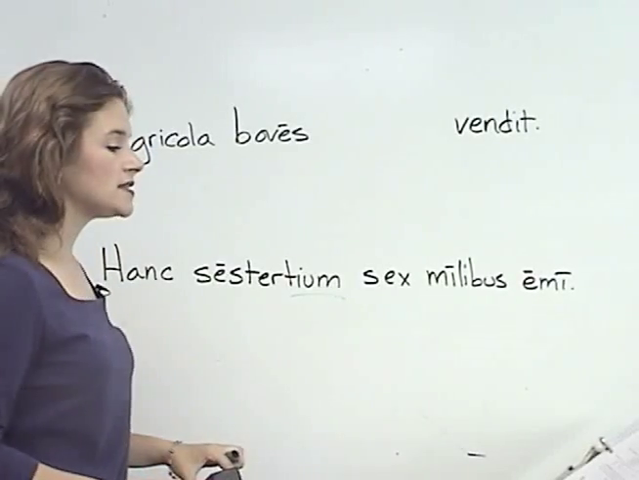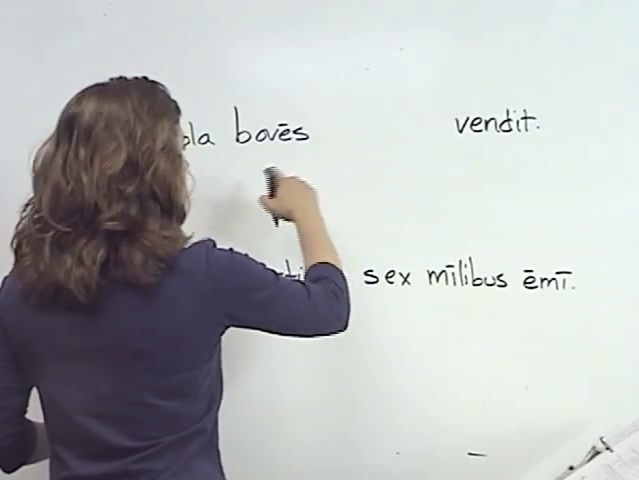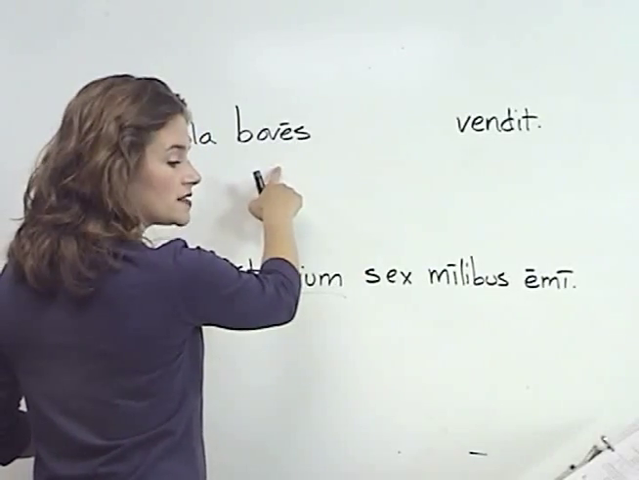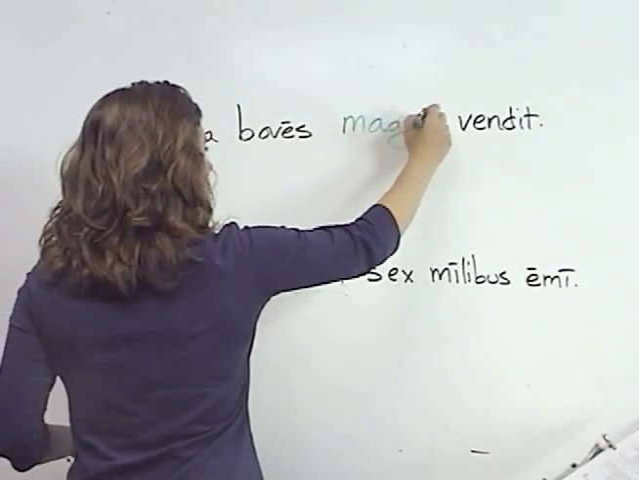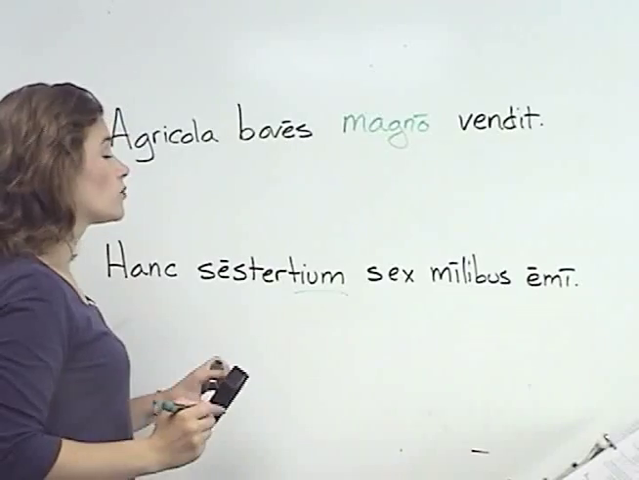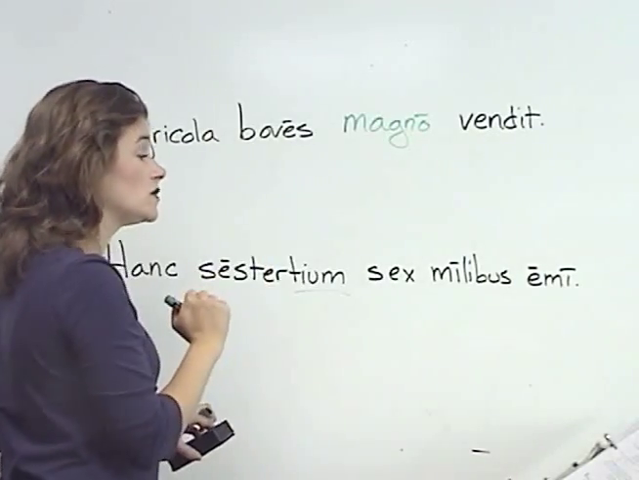Okay? I might say, let's say, the farmer sells the oxen magno, for a lot, for a great amount, okay? Because it's a substantive adjective, we're going to kind of go with the neuter here.